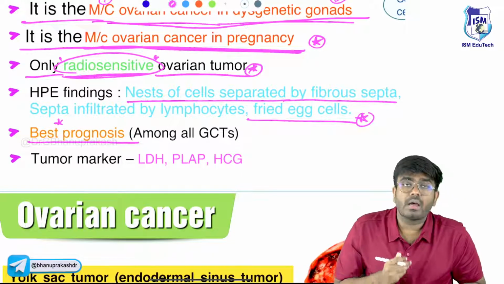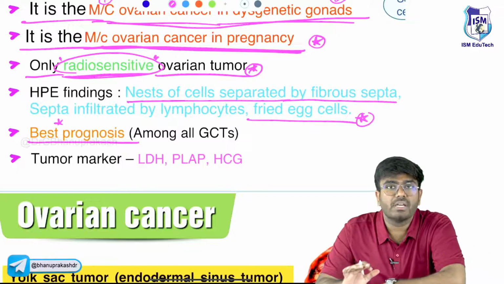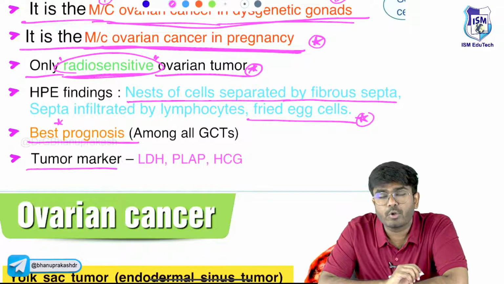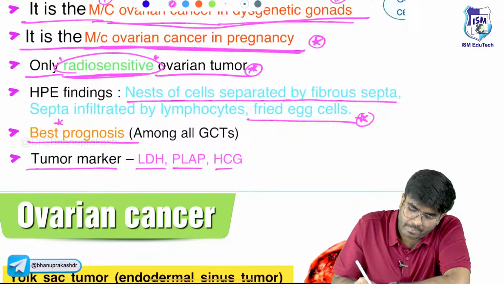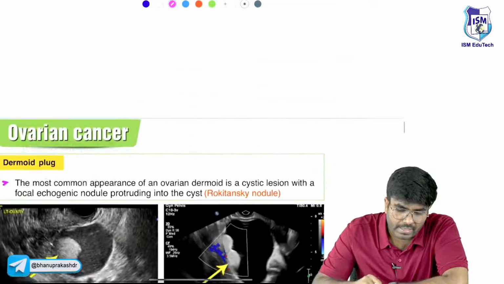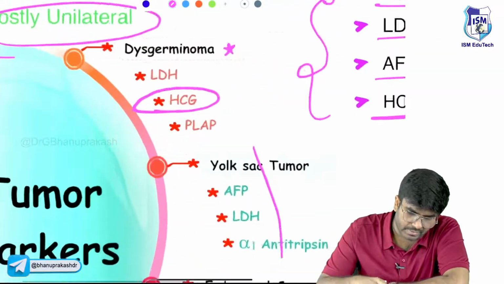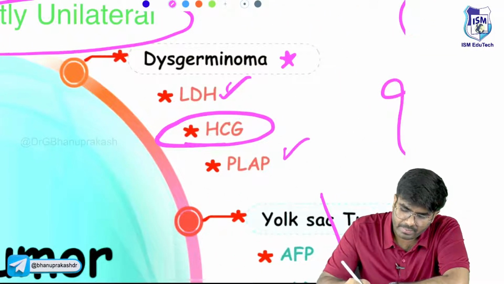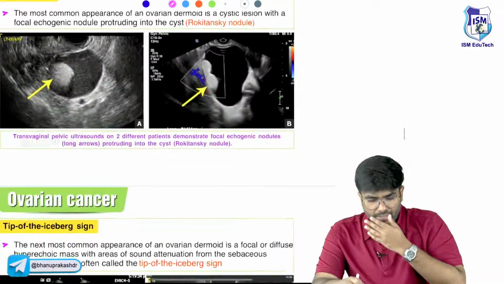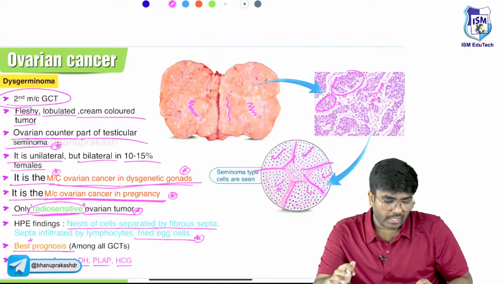These dysgerminomas have the best prognosis among the germ cell tumors. The tumor markers, which I have already explained, are LDH, PLAP, and HCG. Don't forget LDH, PLAP, as well as HCG. So again, what are the important points you should know regarding dysgerminomas?